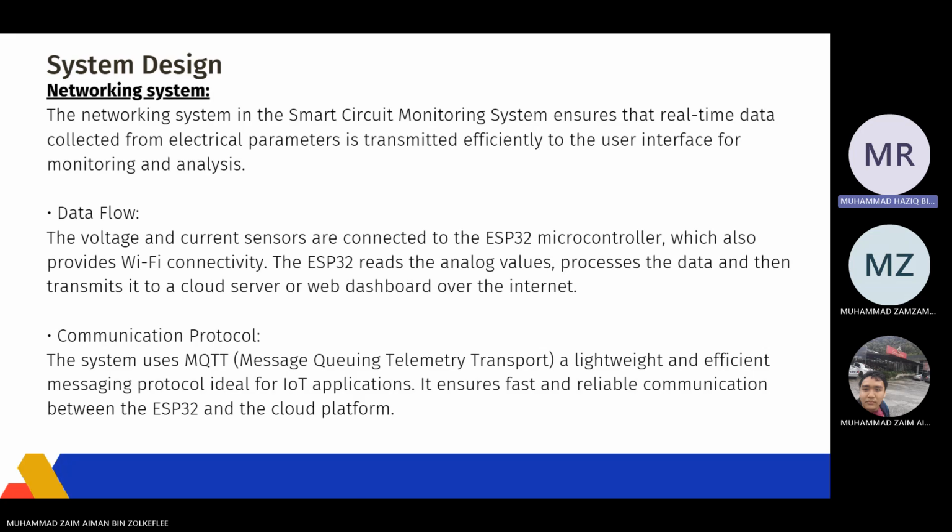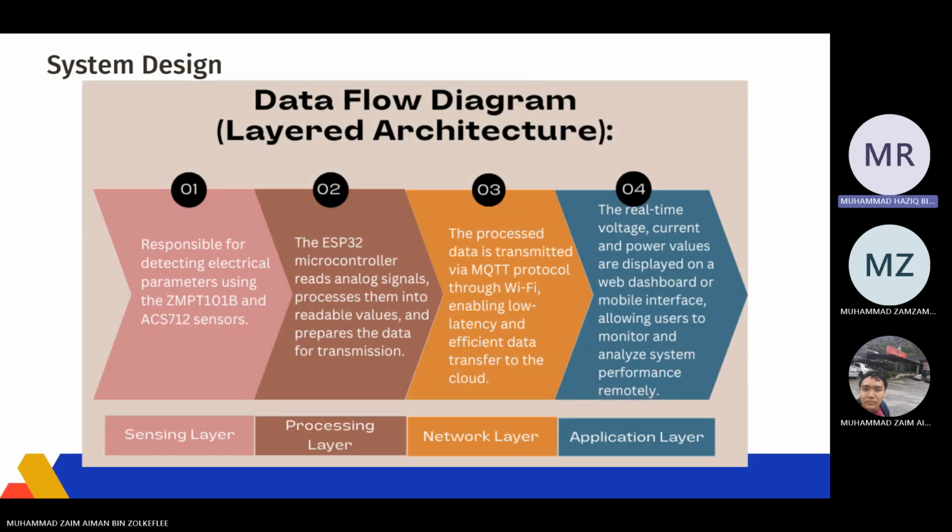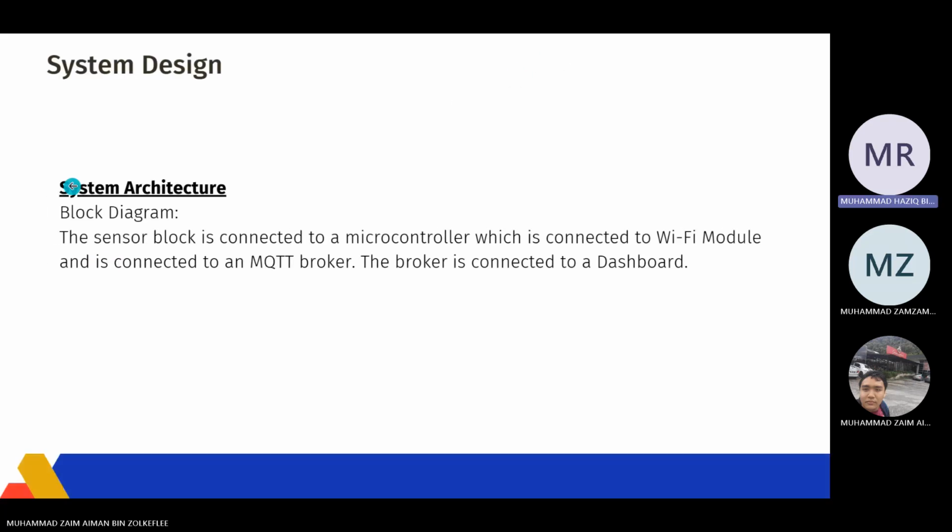Next slide. So this is our data flow. Basically, we have the first one, sensing layer, second, processing layer, third, network layer, and lastly application layer. Next slide, please.